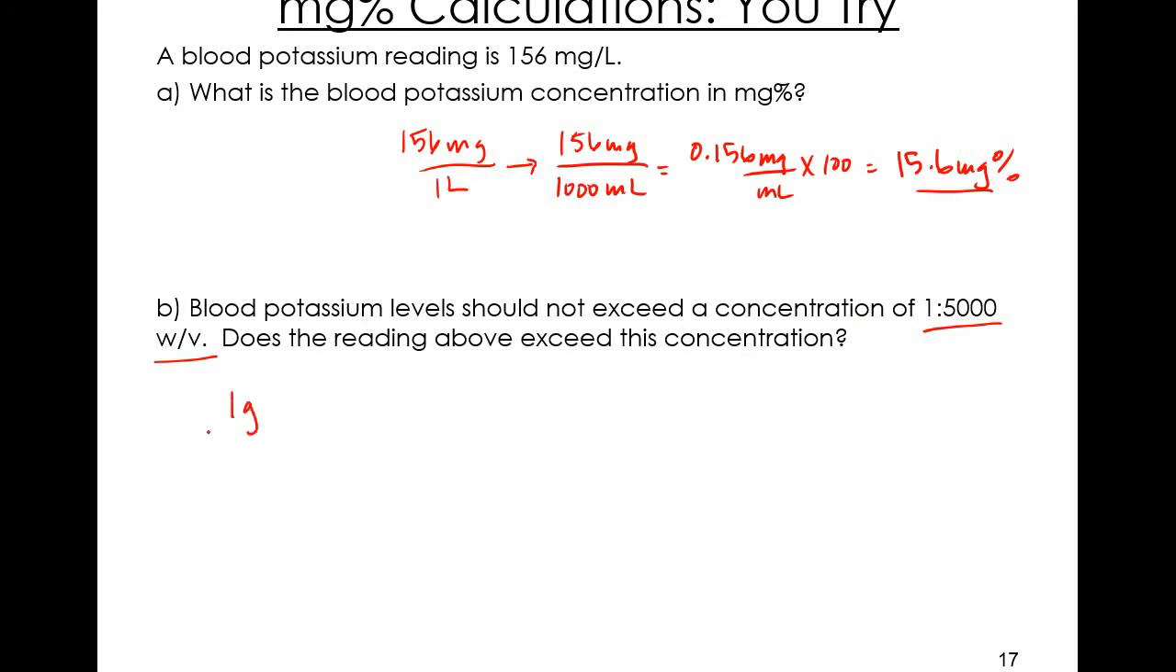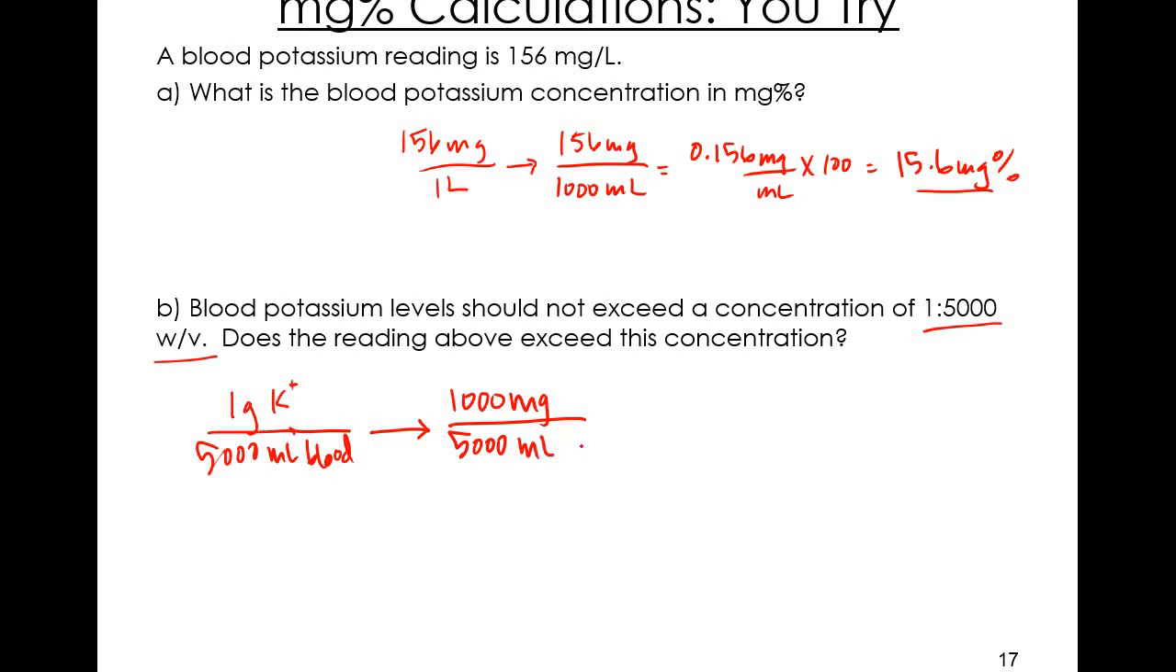So 1 to 5,000 is 1 gram of, this would be potassium, over 5,000 milliliters of blood. Okay, and then to get milligrams percent, we want the grams to be in milligrams, and then we can divide that by milliliters and times by 100. So once again, if we're aware that 1 gram is 1,000 milligrams, we can just make that change.